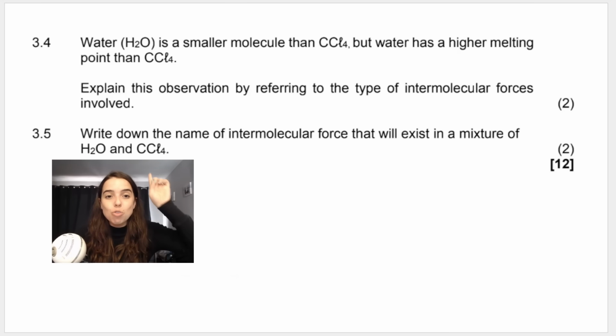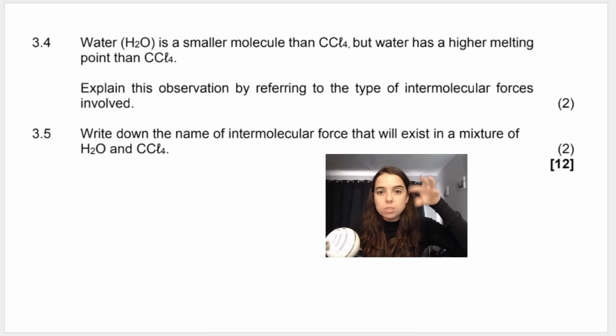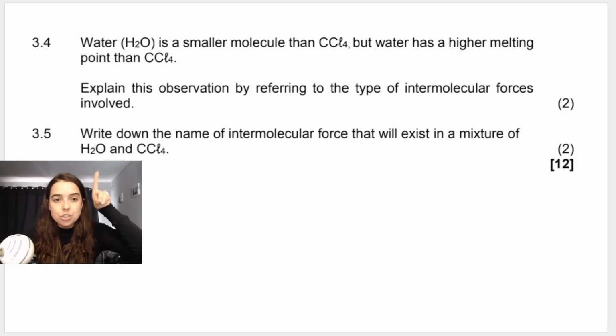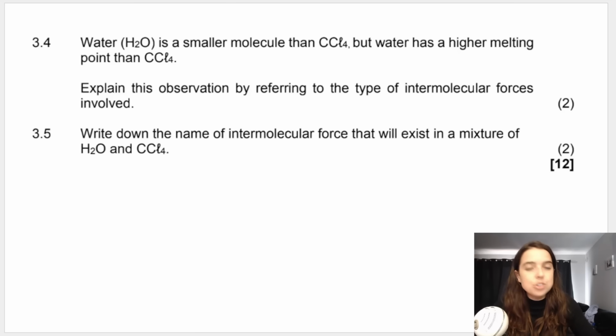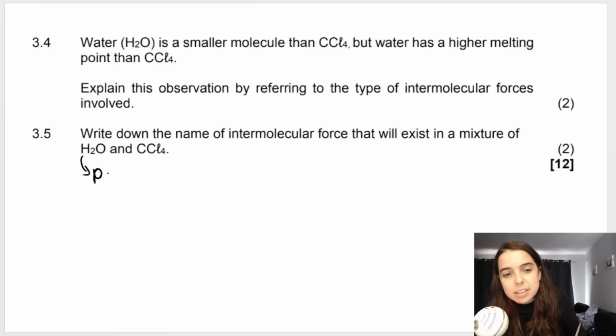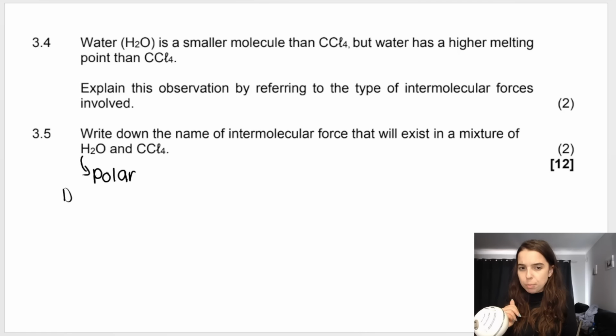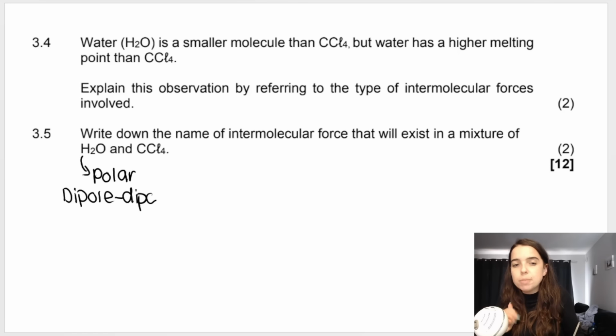Last question, write down the name of the intermolecular force that will exist in a mixture of H2O and CCl4. So this is how you do this. H2O is a polar molecule, okay? Which means, and we just mentioned that it has hydrogen bonding, but it's also dipole-dipole, okay? Because polar molecules are dipoles. So dipole-dipole, special type of dipole-dipole though, hydrogen bonding.